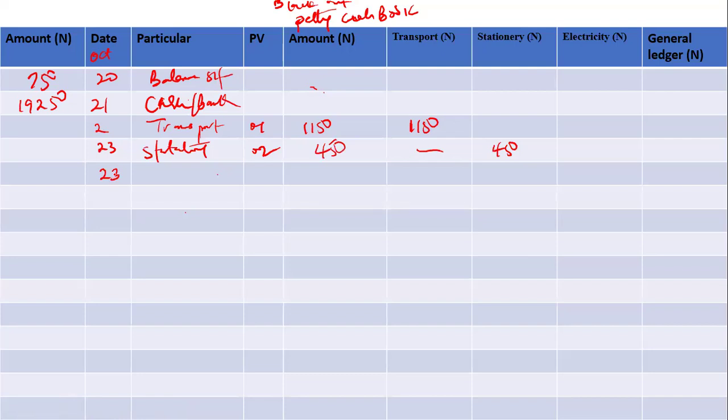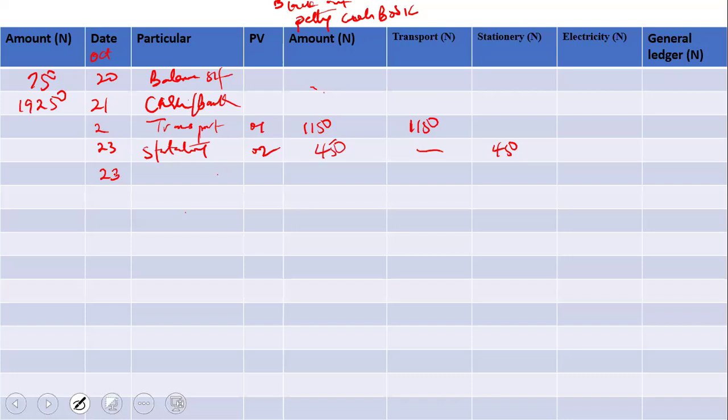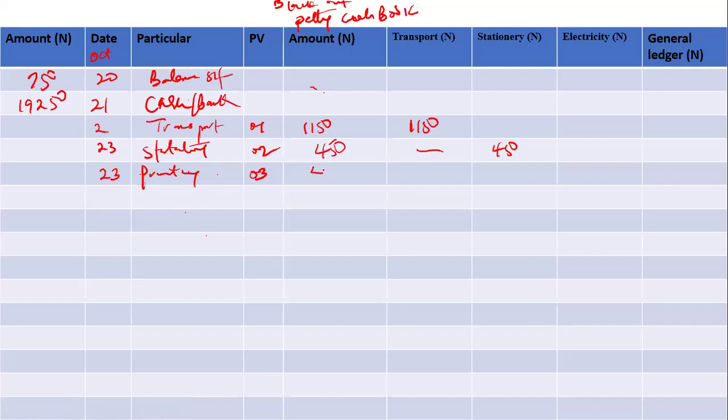Now, if you look at this, printing is not printing of letterhead, it can be something general. Are we there now? Because stationery, we are looking at that as what we buy and use at home. So printing is 3, and that gives us 4950.